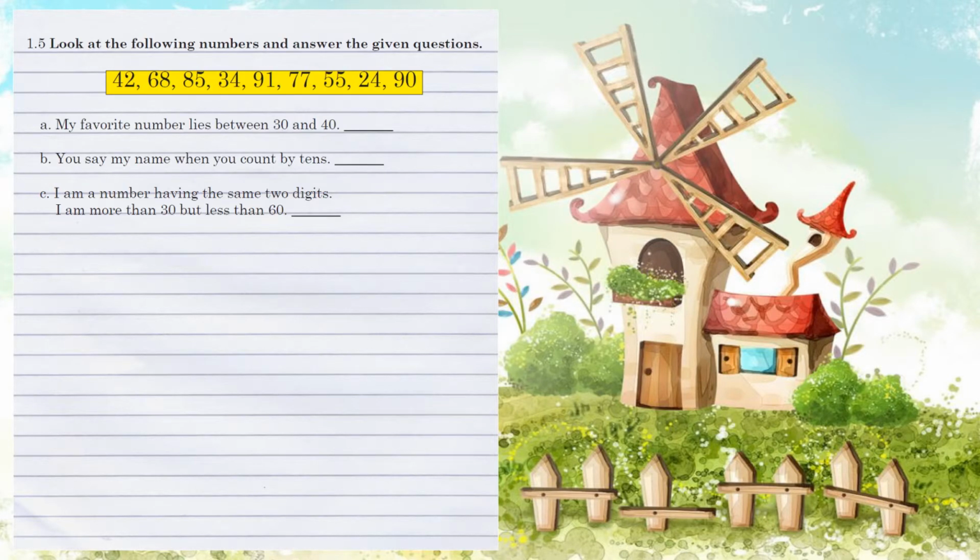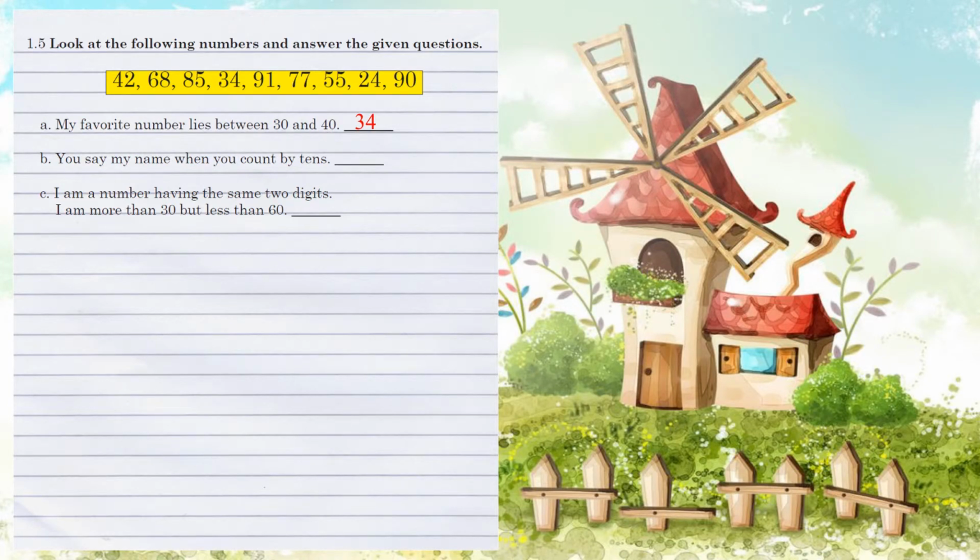Let's look at Unit 1.5. Look at the following numbers and answer the given questions. My favorite number lies between 30 and 40. So you've got to look up here at the numbers you've been provided and see which one of those lies between 30 and 40. You just have to scan down and see that 34 does.